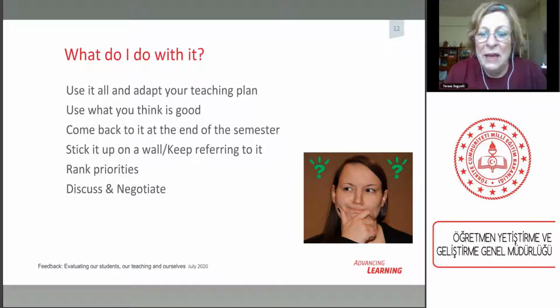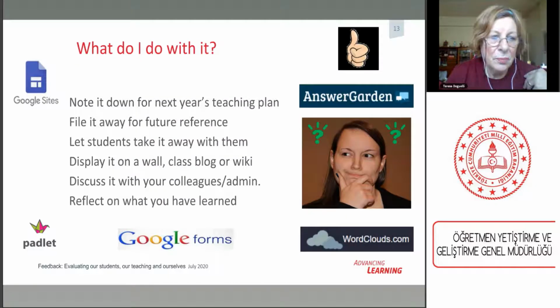If you're online, then you can put it up there into documents, Google Documents, and it will be there permanently for the whole class to refer to. Okay, yeah, so Google Sites, Google Forms, Padlet, word clouds, Answer Garden, if you remember that from How Are You Feeling Today. All of these are nice online apps that you can use to get your students' feedback.